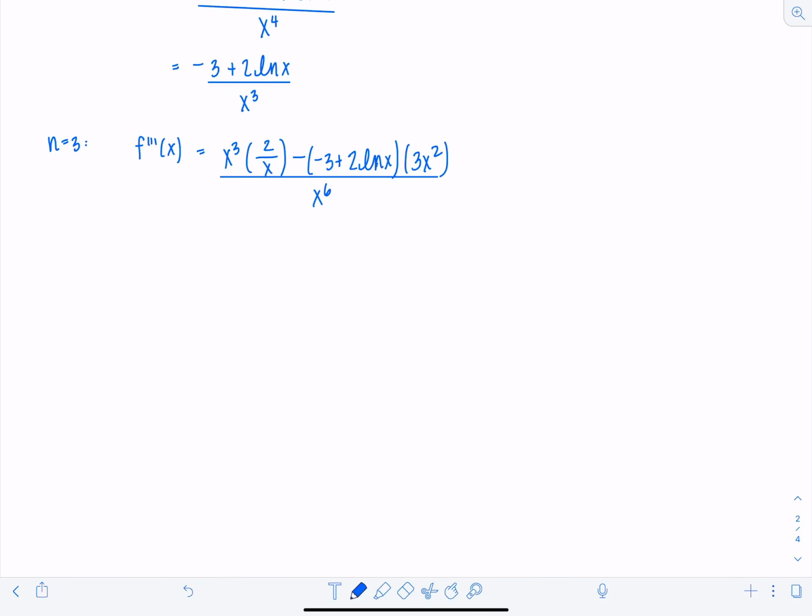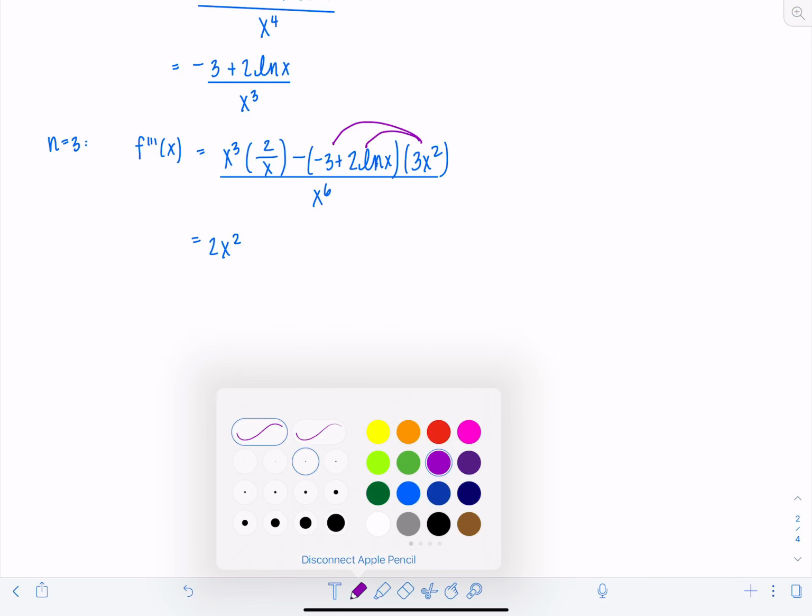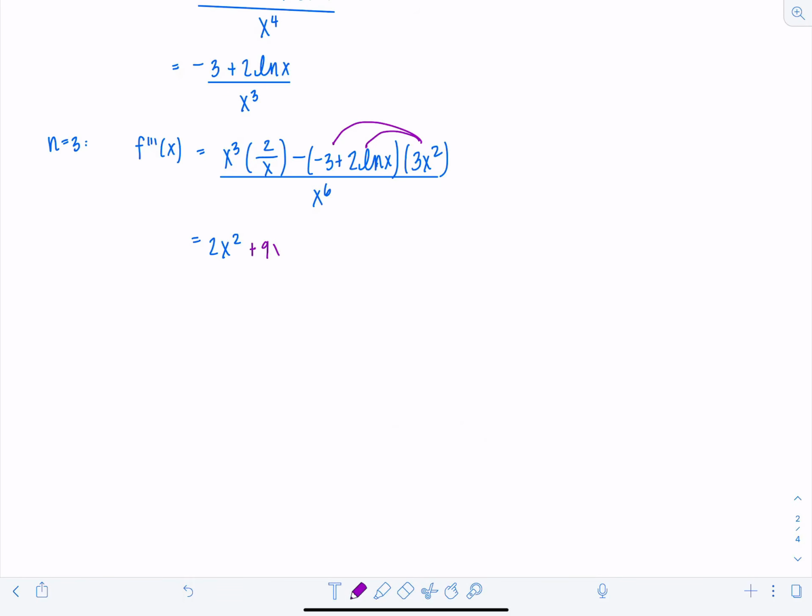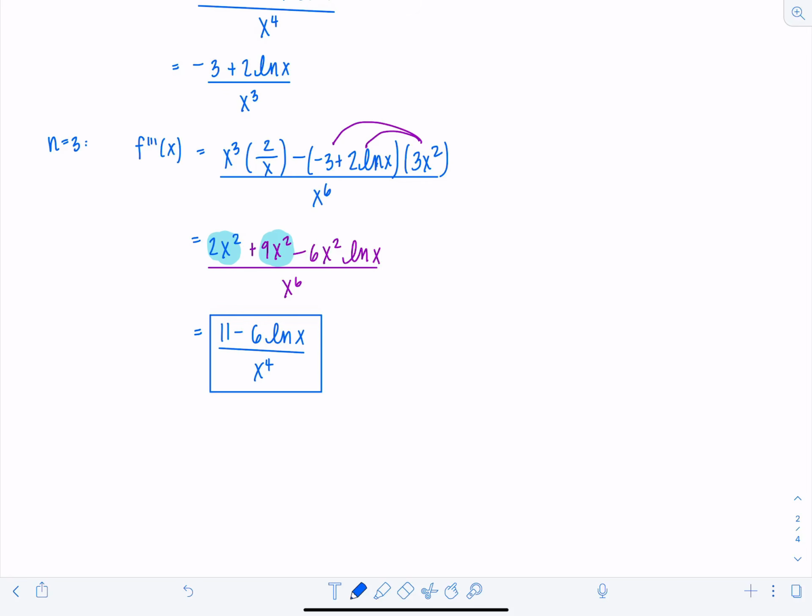And then simplifying here, I'm going to have 2x squared, and then I'm going to distribute this 3x squared and the negative at the same time. So this is going to be plus 9x squared minus 6x squared natural log of x over x to the 6th. And then these are like terms, so I can combine them. And I can also cancel an x squared out of everybody. So then I'm going to have 11 minus 6 natural log of x over x to the 4th now. Okay, let's box it. That one took some work, so I'm proud of it.